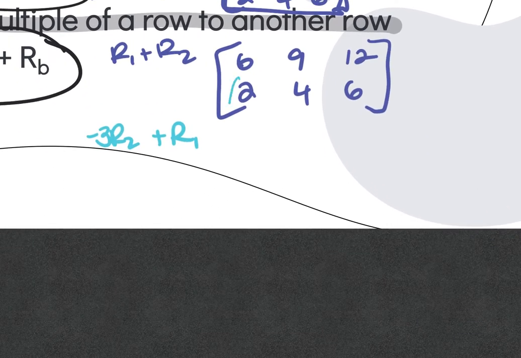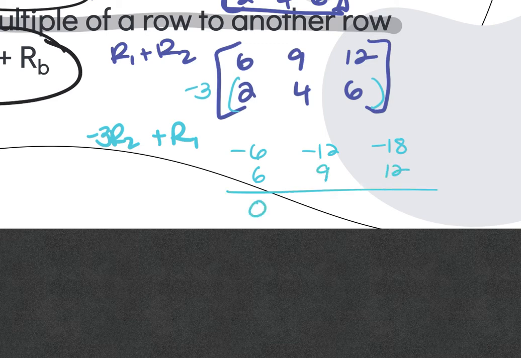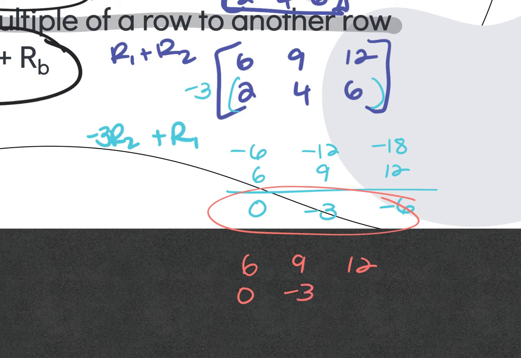Then this means take row 2, multiply it by negative 3. I'd get negative 6, negative 12, negative 18. Add it to row 1, 6, 9, 12, and I end up with 0, negative 3, negative 6. And then I can replace either of my rows with this new row. So I can leave the first row and replace the bottom row with it.